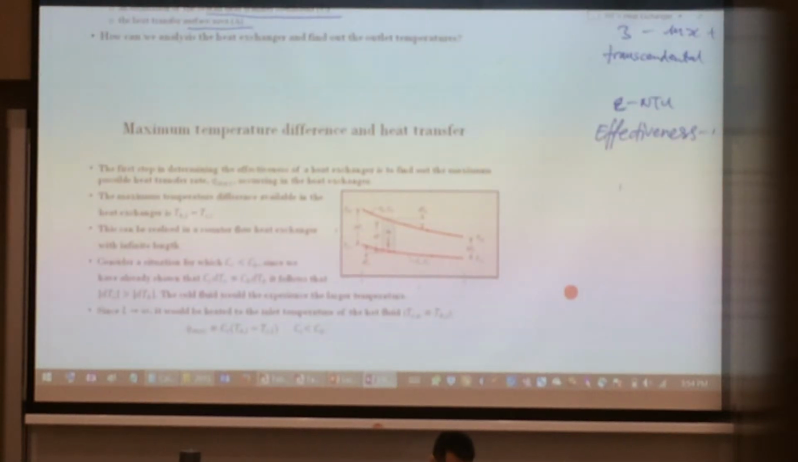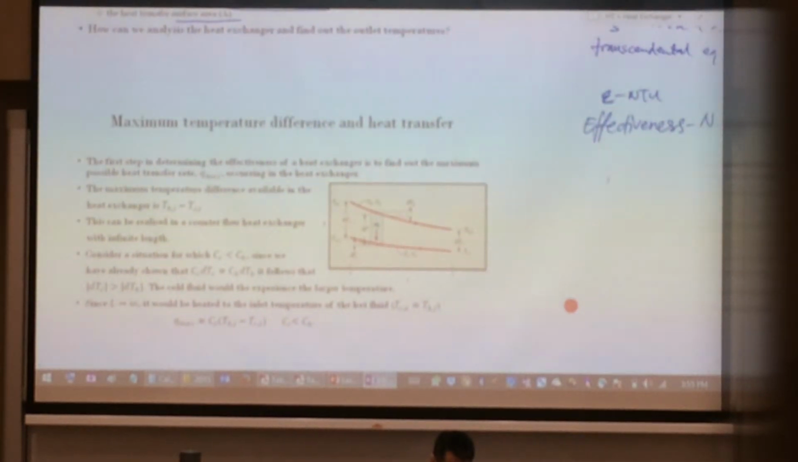Let's have a close look at this case over here. This case has got a heat exchanger that's flowing in the opposite direction, so it's a counterflow heat exchanger. And particularly, we are interested in finding out what is the maximum possible heat transfer rate, that's called Qmax.